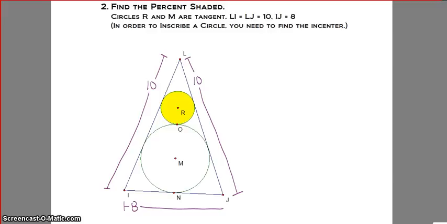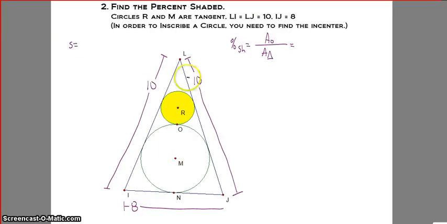In problem number 2, we want to find the percent of this entire object that's shaded. So in this case, our percent shaded is going to be the area of that little circle on the top divided by the area of the entire triangle. The area of the entire triangle can be found using side-side-side Heron's formula.